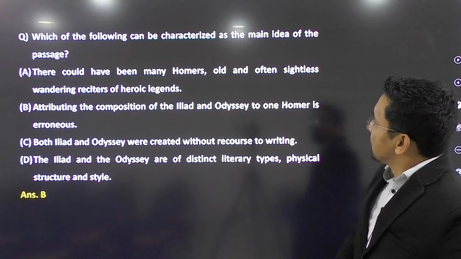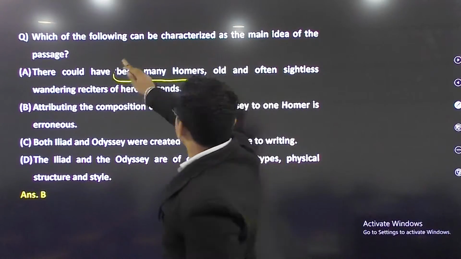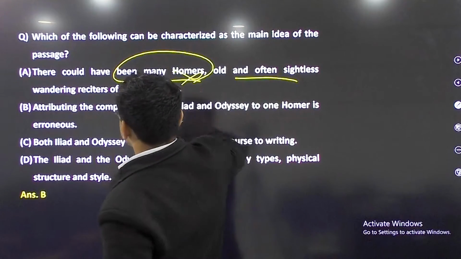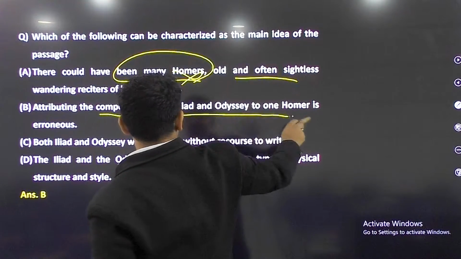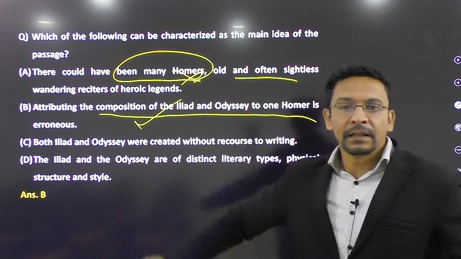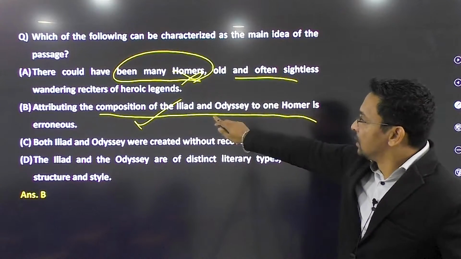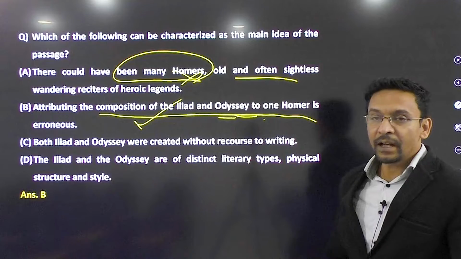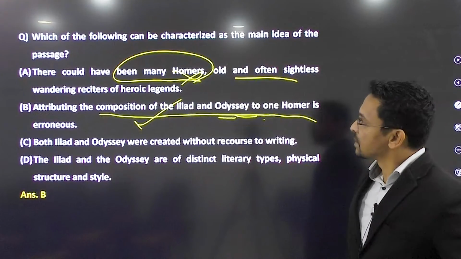Which of the following can be characterized as the main idea of the passage? There could have been many humors. This is only a passing reference. Attributing the composition of the Iliad and Odyssey to... Yes, it is erroneous. It is wrong. Iliad and Odyssey have been written by different people according to the passage.